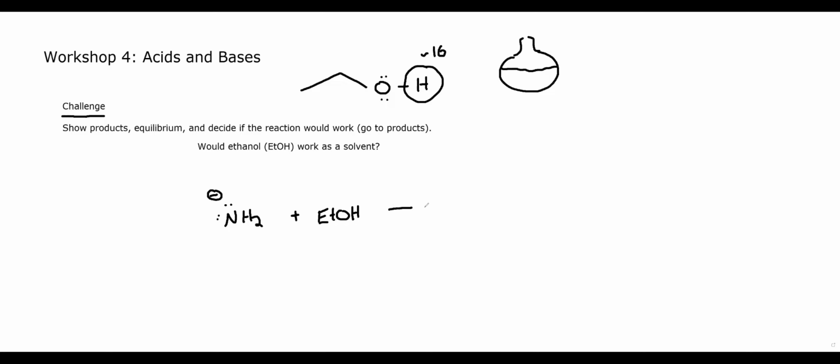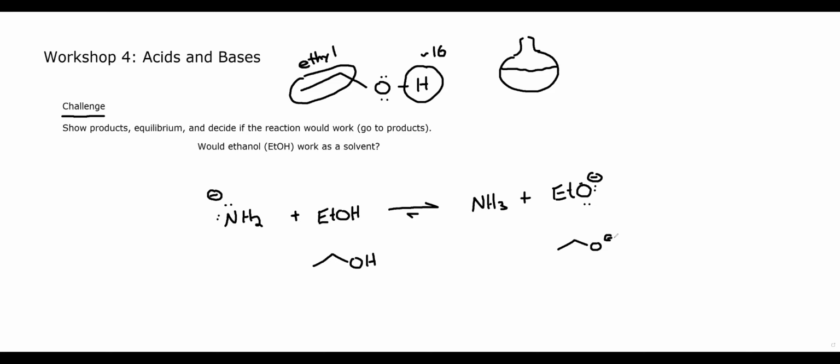We would get this equilibrium where we're given NH3 plus EtO minus. Et, by the way, stands for ethyl, which is simply a 2-carbon chain right there. Okay, I'm just abbreviating it Et. That's often how you'll see ethanol written out. Now you could also draw it like this, OH and O minus. That's perfectly fine. If you want to do that, feel free. So this would be the equilibrium reaction between NH2 minus and ethanol.